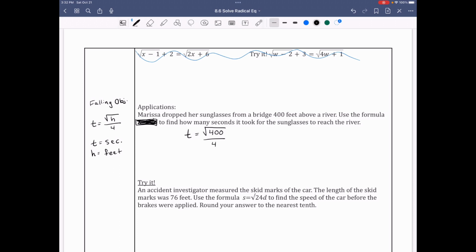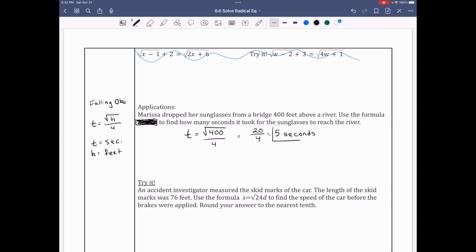We're going to simplify the 400, well, actually, we can take the square root of 400. It's just 20, because 20 times 20 is 400. So that is equal to 20 over 4, which is equal to 5 seconds.